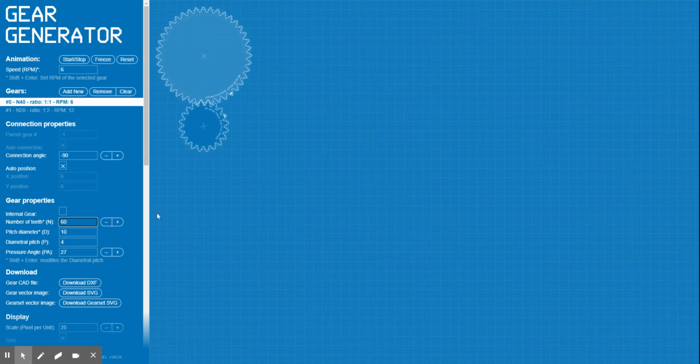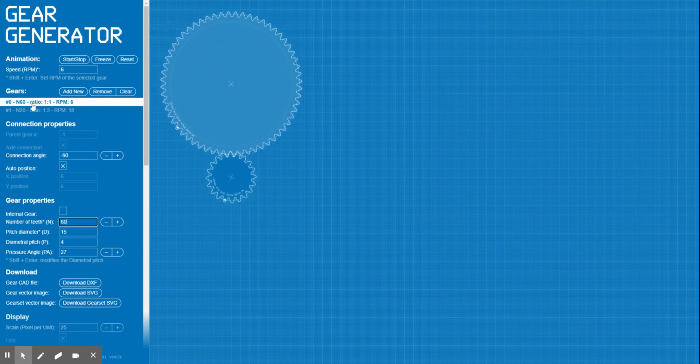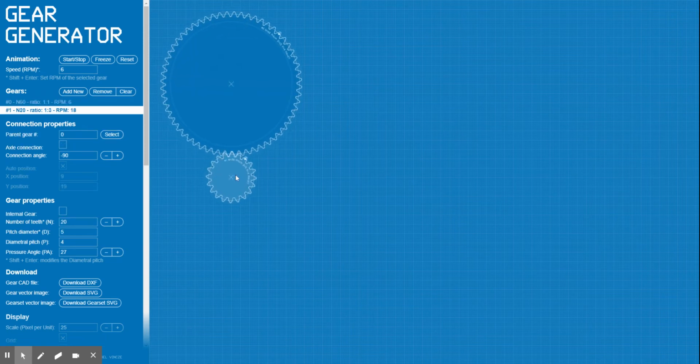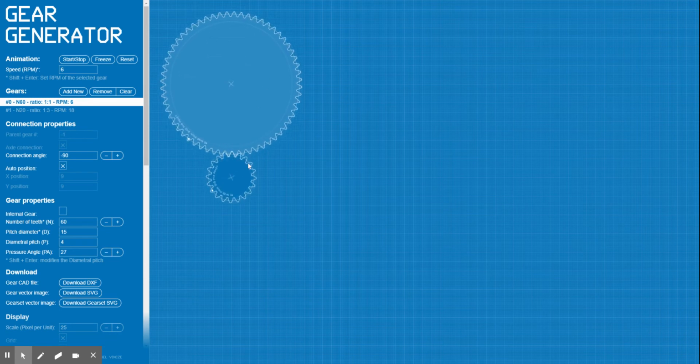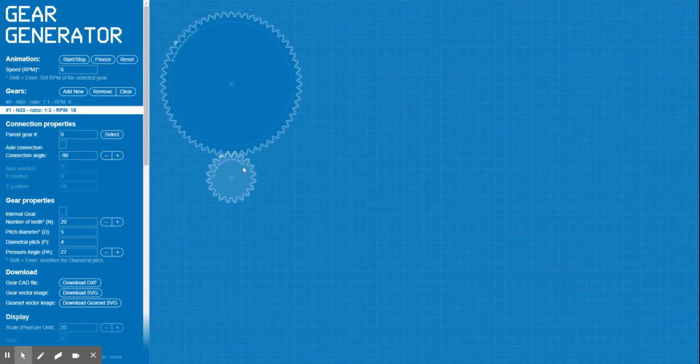And gear 2 is still going to have 20. So 60 teeth, 20 teeth. So that's a third of the teeth. And this gear has 6 RPM. And this gear has 18, which is 3 times the RPM of gear 1. So you should start to see some sort of a pattern going on here. That ratio between our number of teeth is the same number as the ratio between our RPMs, okay?